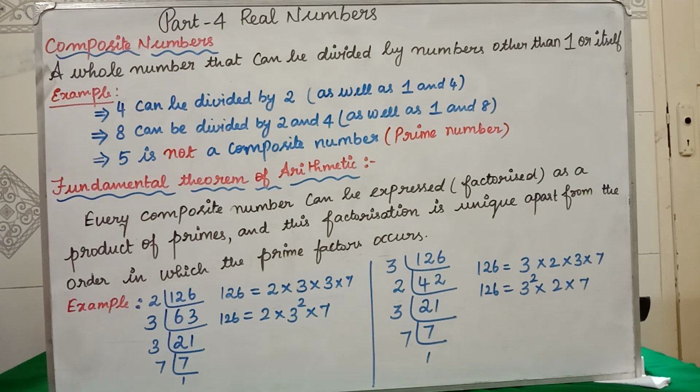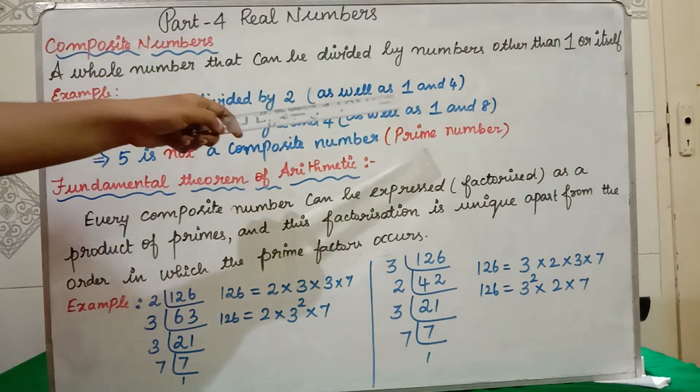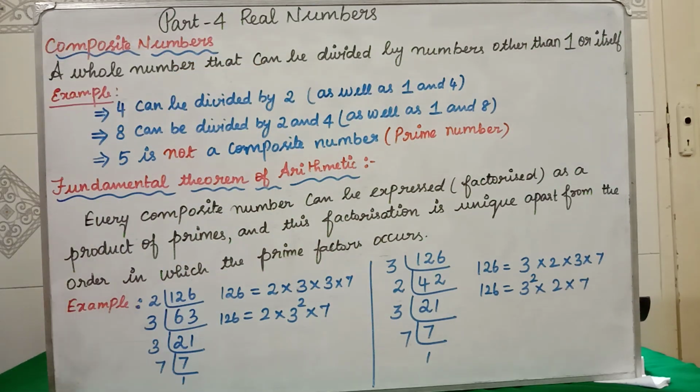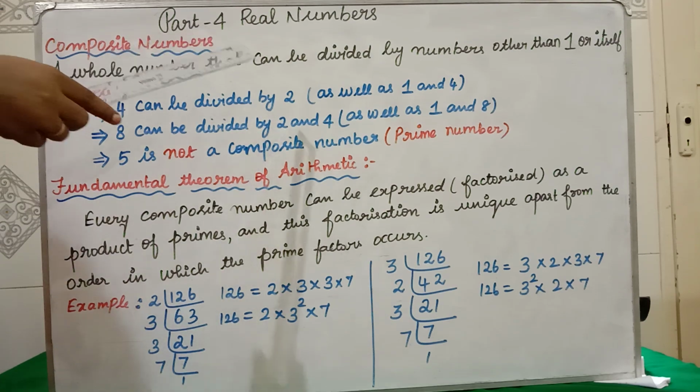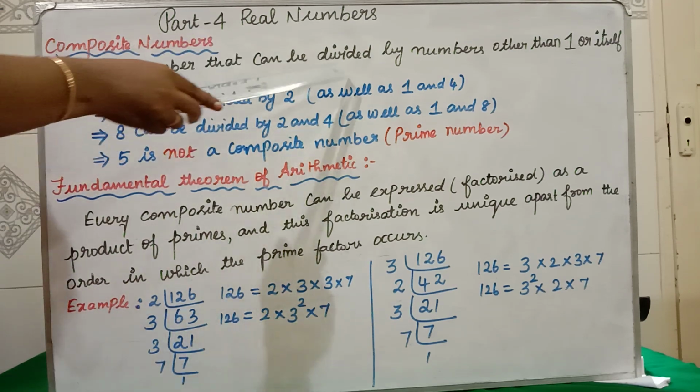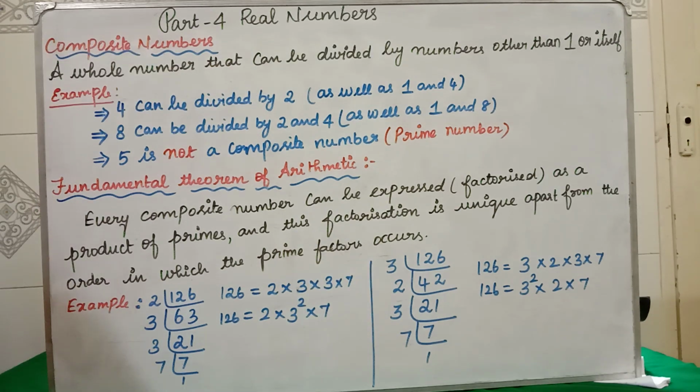Now first thing is composite number. What is composite number? A whole number that can be divided by a number other than 1 or itself is called a composite number. Okay, let me see the example. Before entering into this example, one more time I will tell you. The whole number is divided by a number. But what we should not divide with? We should not divide with 1 or the same number. Okay, now we will see the example.